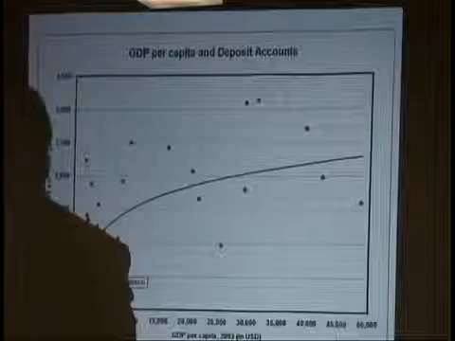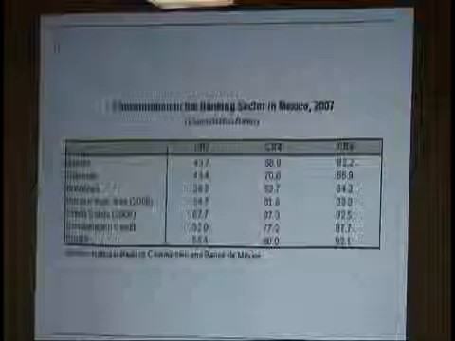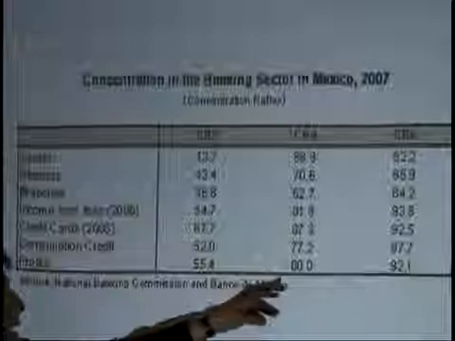So let me skip all this. And that has to do with high concentration in the banking sector. For example, the two biggest banks in Mexico have 55% of total profits in the sector. When you have the four biggest banks in Mexico, they have 80% of total profits.